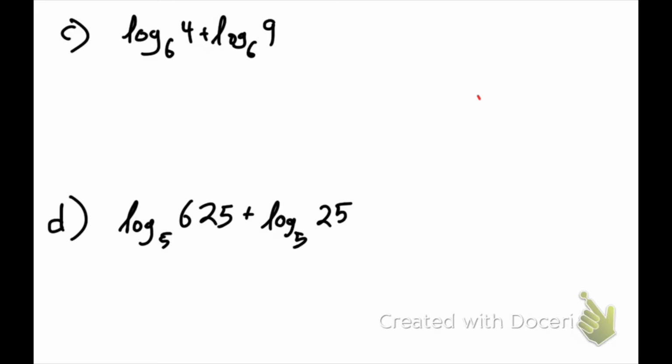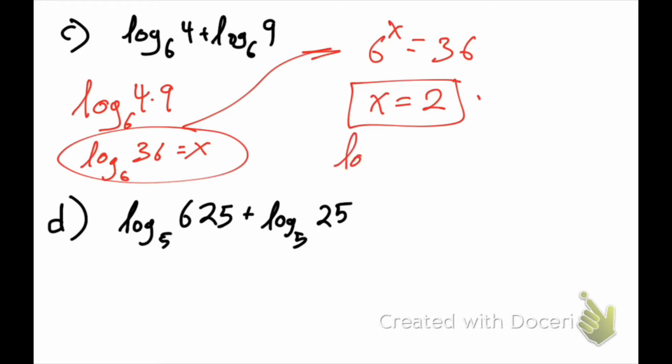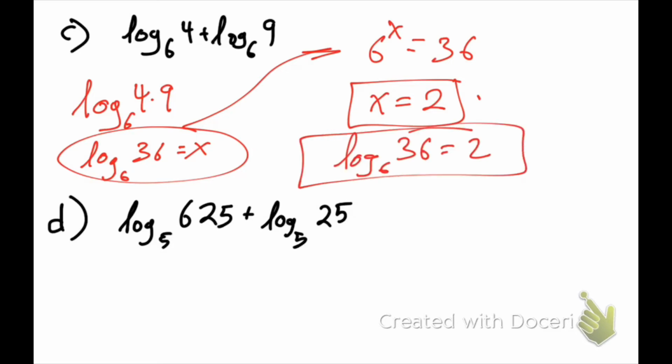But when we solve these together, write them as a single log, base 6 of 4 times 9. Well, that will give me log base 6 of 36. Set it equal to x and solve this. We get 6 to the x is equal to 36. x equals 2, which means I have log base 6 of 36 equals 2. And I accept either of those for a solution.